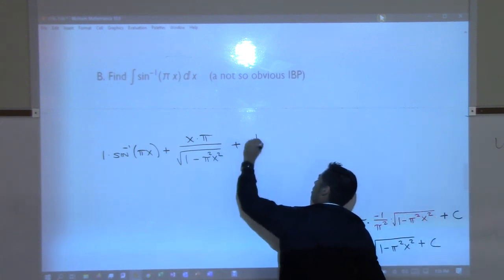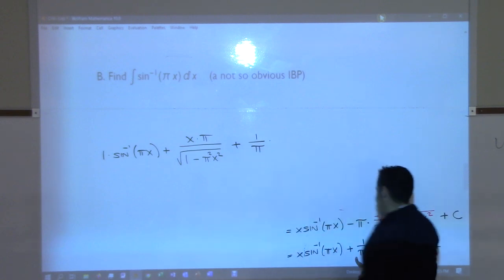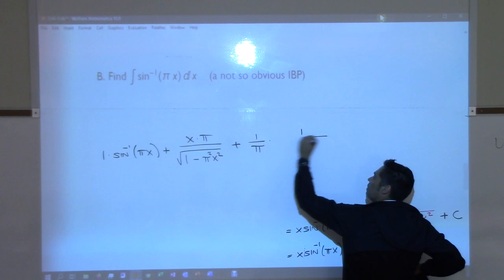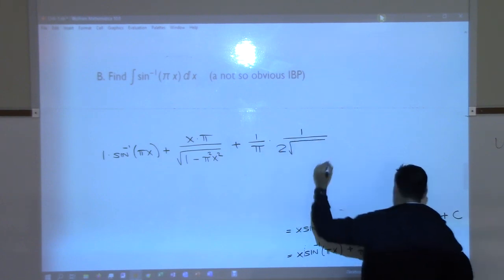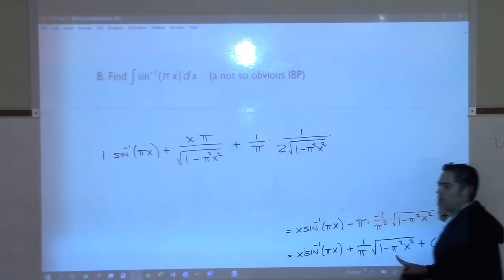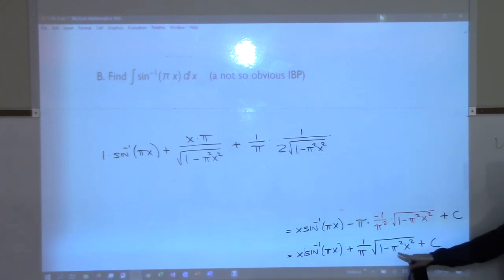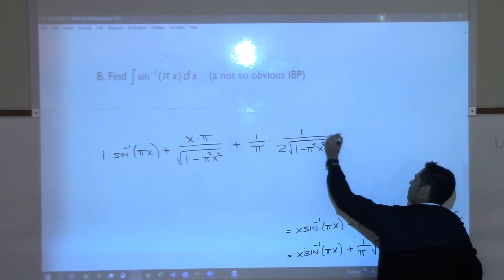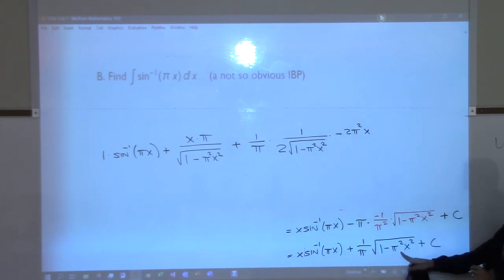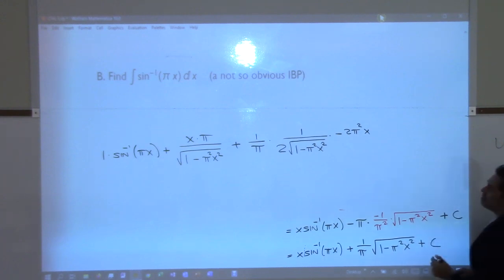So plus 1 over pi, now times the derivative of the square root of something, which is 1 over 2 times the square root of that something, times the chain rule: the derivative of what's inside. What's the derivative of what's inside here? Negative 2 pi squared x. That was the derivative of what was in here, and the derivative of the constant is 0. So let's see if this cleans up.